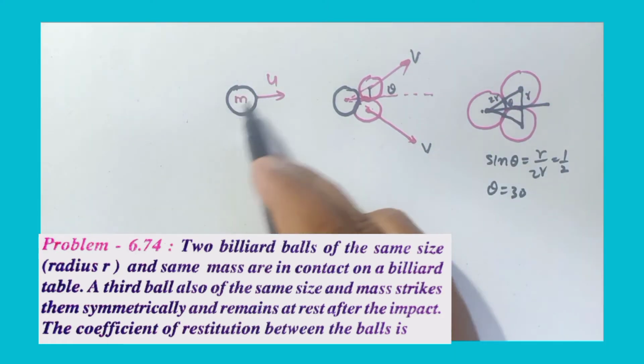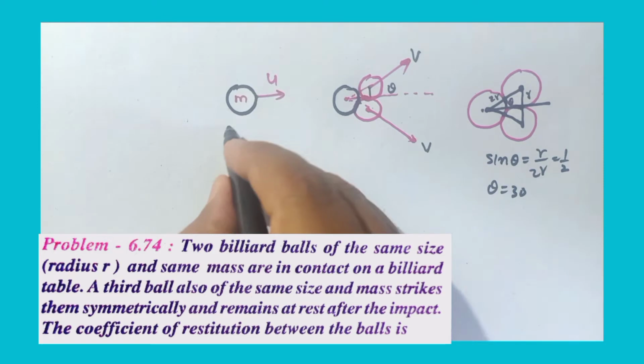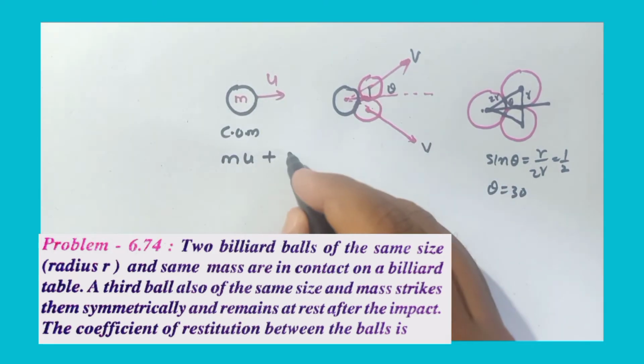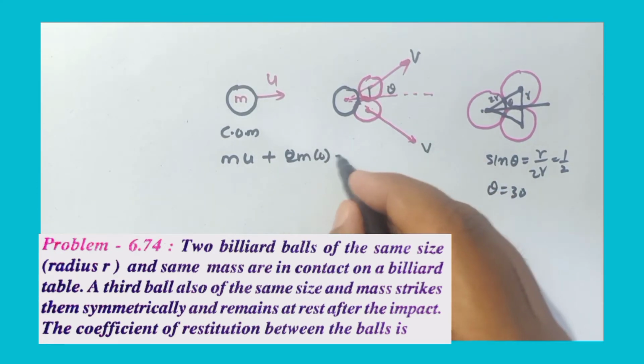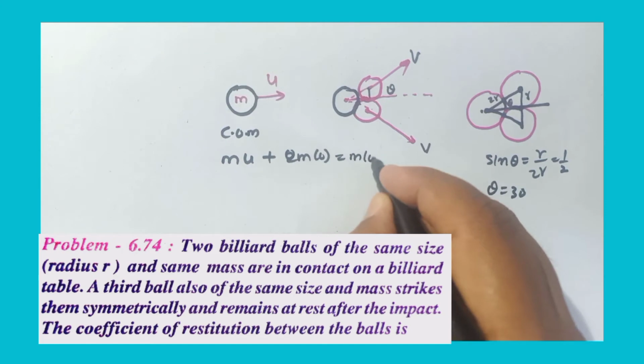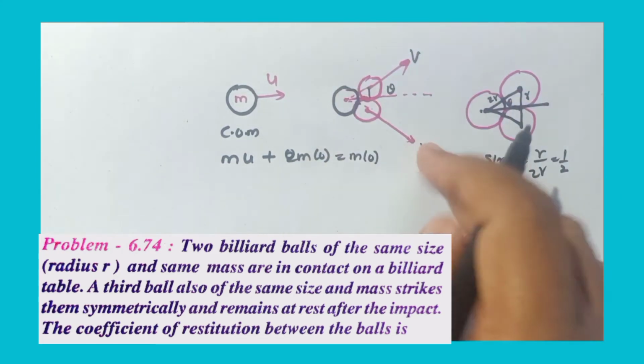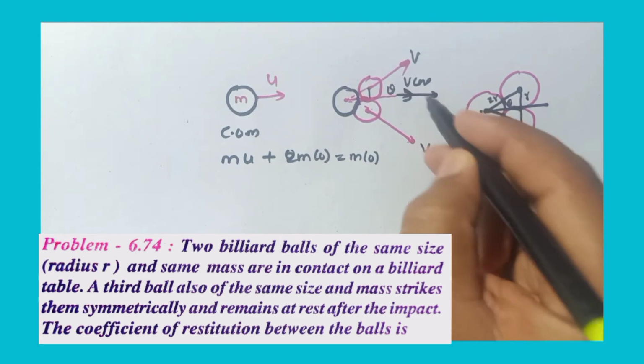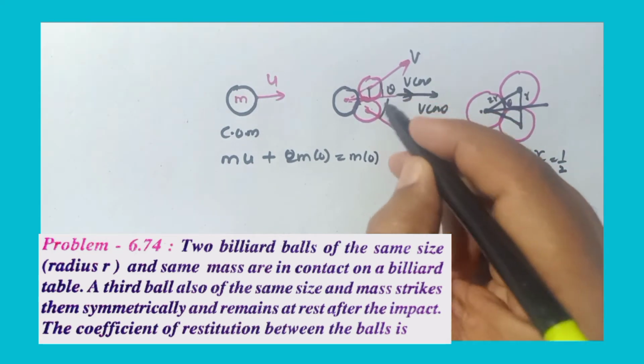Now previously the first ball was moving and the two balls were at rest. So by conservation of momentum, m into u is equal to, and the second body's mass was 2m but its velocity was 0 because both were at rest. After collision the first body comes to rest, that means m into 0, and the two bodies move in this direction, so the component of each is v cos theta, because both make angle theta with the horizontal.